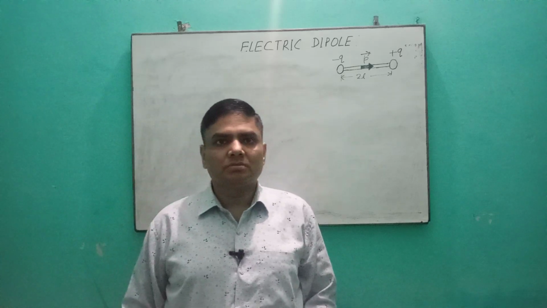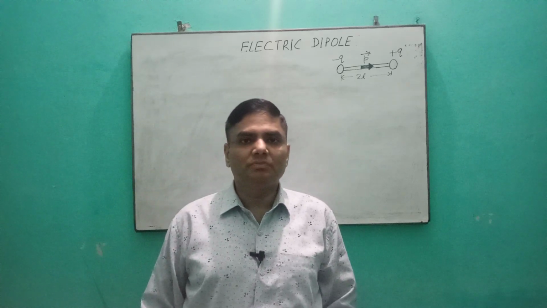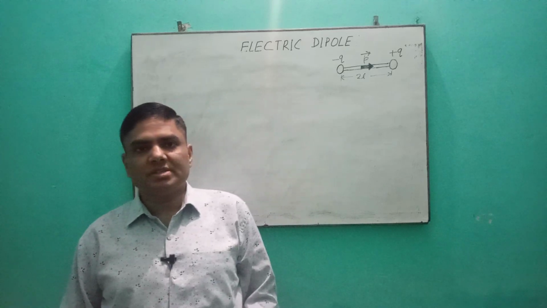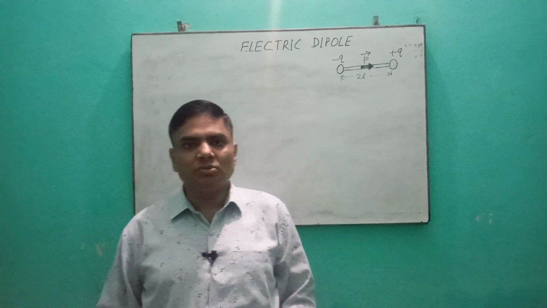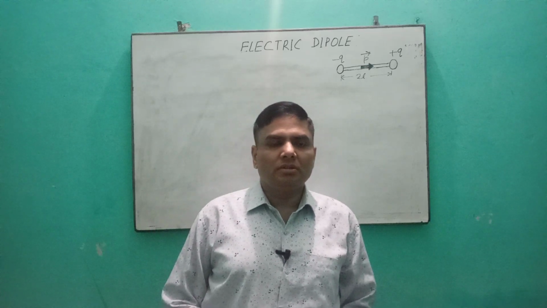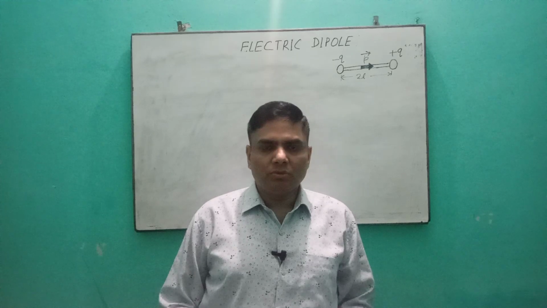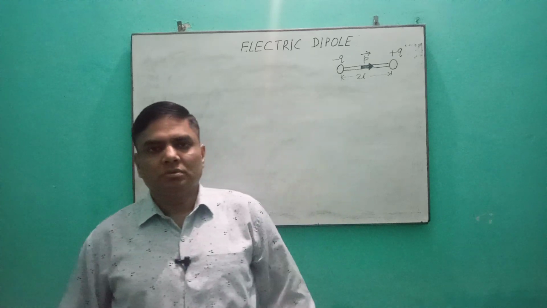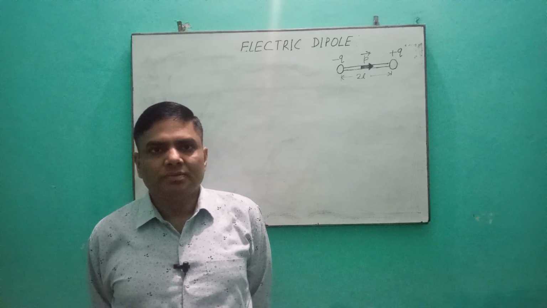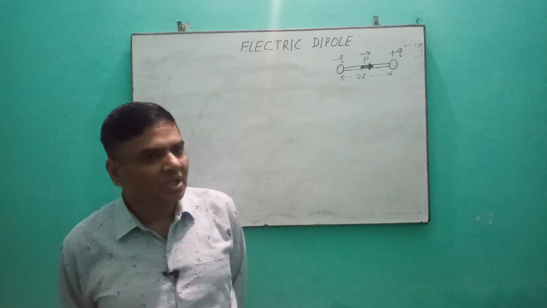In today's class we will study electric dipole examples, electric dipole definition, and electric dipole placed in a uniform electric field. So first of all, what is an electric dipole? An electric dipole is a system of two equal and opposite charges placed at a very small distance.